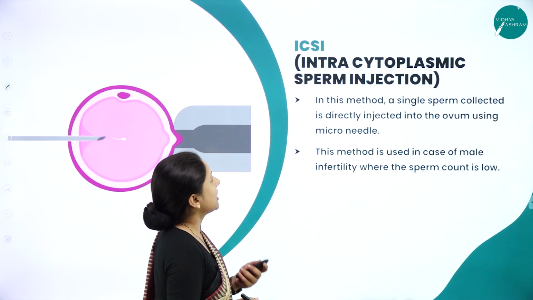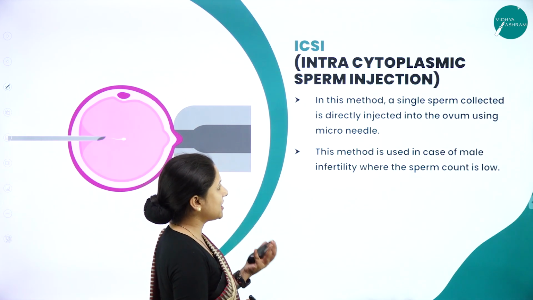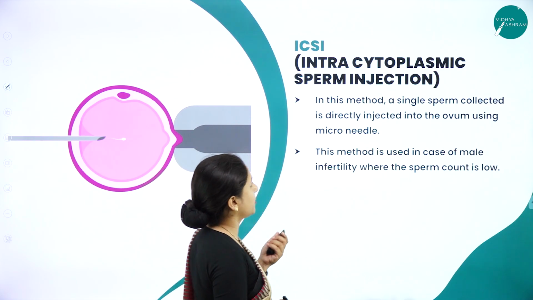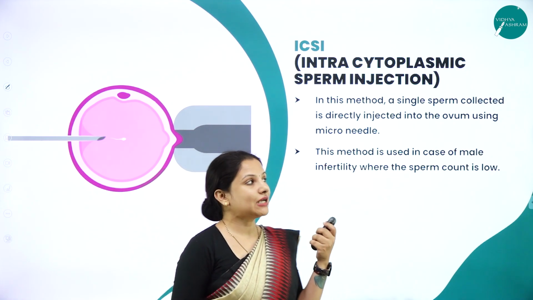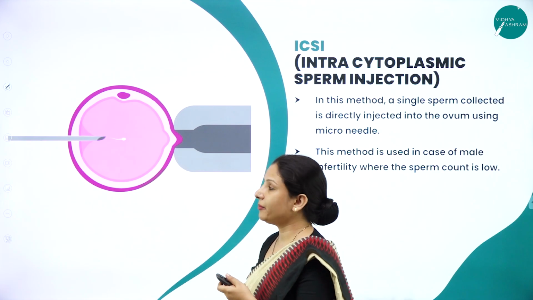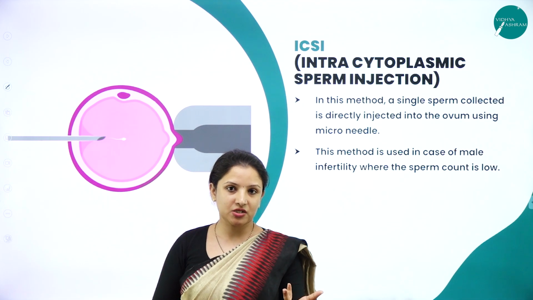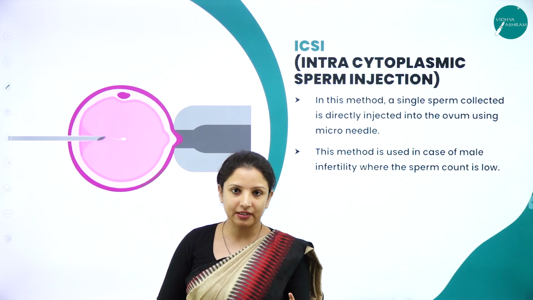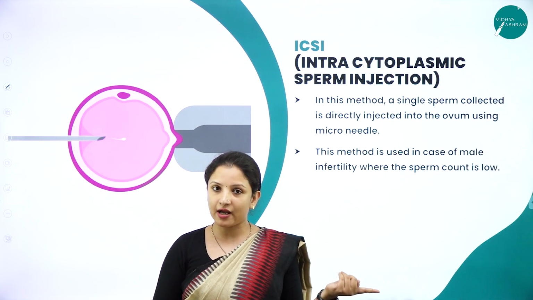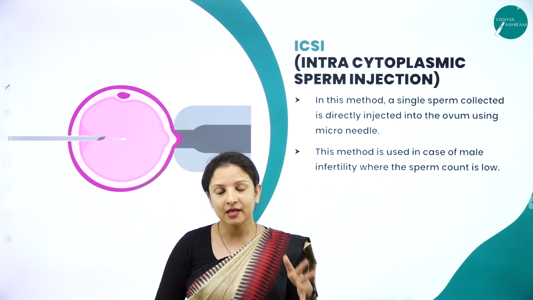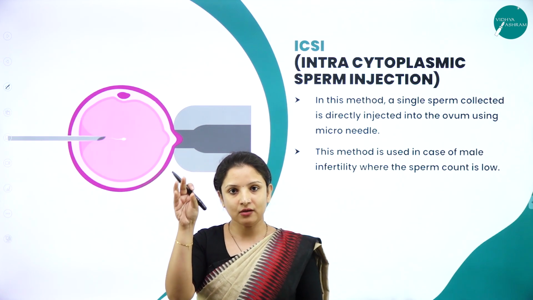So next method is intracytoplasmic sperm injection. So the word itself says intracytoplasmic sperm injection. In this, what they do is, a single sperm that is collected from a healthy donor is directly injected into the ova using a micro needle. Some of them will have some infertility conditions or genital problems. In such cases, the sperm can be extracted from the husband if it is healthy or from the donor, and directly it will be injected into the ovule.